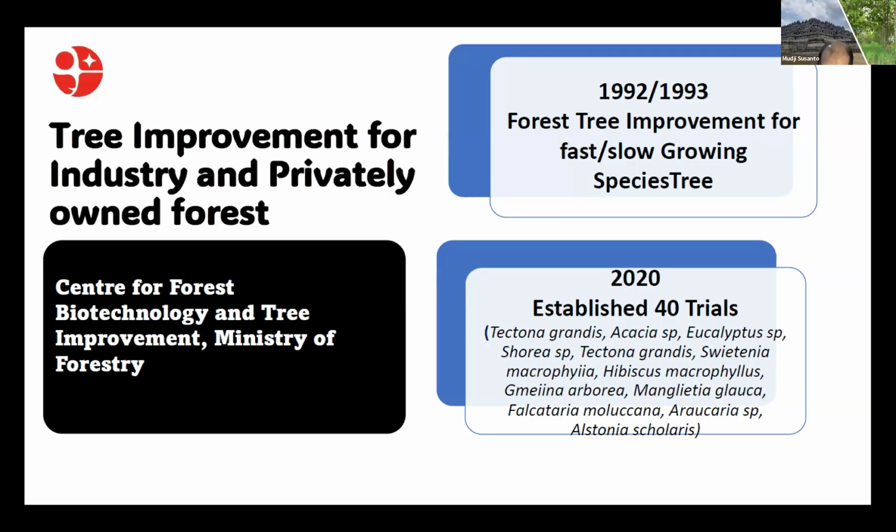However, starting in 2000, they began to improve woodworking species including Tectona grandis, Swietenia macrophylla, Hibiscus, Calliandra, Magnolia glauca, Falcataria moluccana, and Araucaria. And in 2020, the Center for Forest Biotechnology and Tree Improvement had established 40 progeny or clone test plots.